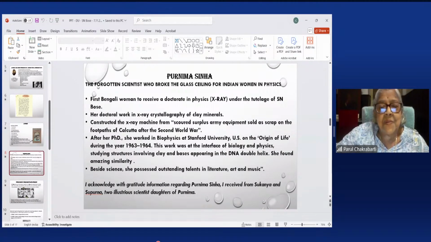I am tempted to say a few words about Purnima Sinha, who was the first PhD student of S.N. Bose and the first woman to receive a PhD from the University of Calcutta. She was described as the forgotten scientist who broke the glass ceiling for Indian women in physics. Her doctoral work included X-ray crystallography of clay minerals. She constructed the X-ray machine. Rather, S.N. Bose made her construct the X-ray machine from surplus army equipment sold as scrap on the footpaths of Calcutta after the Second World War.